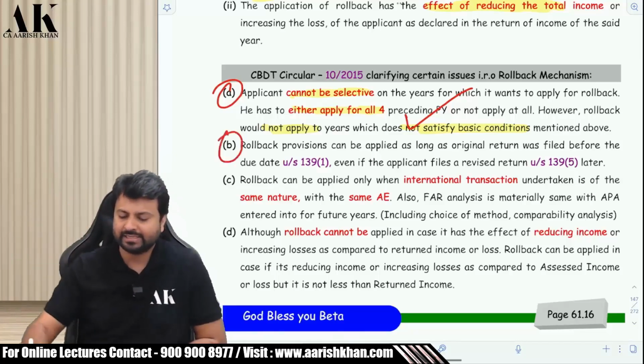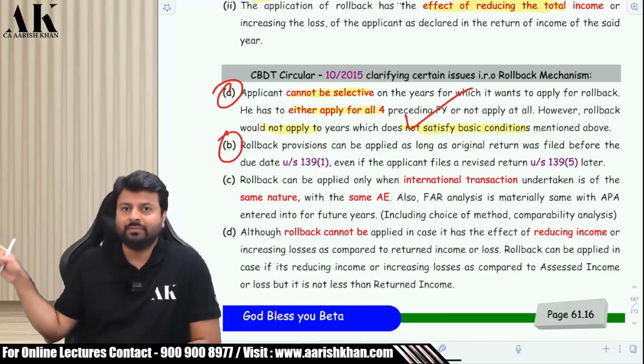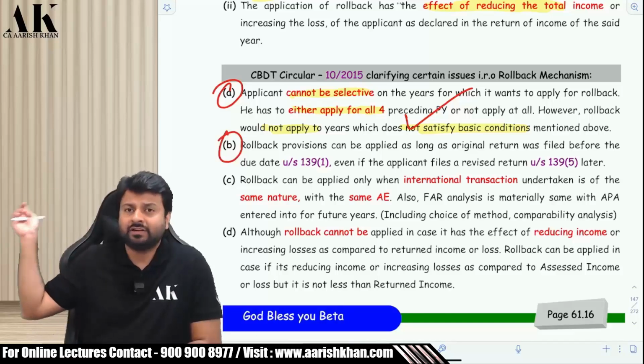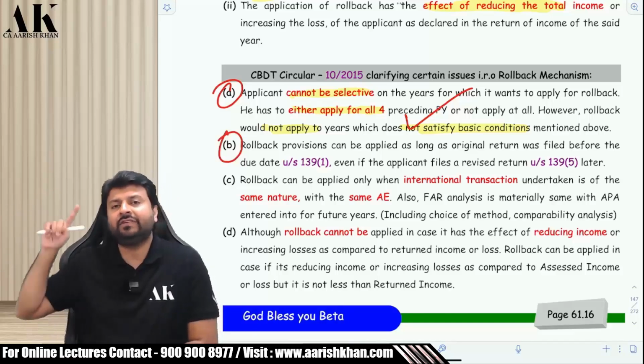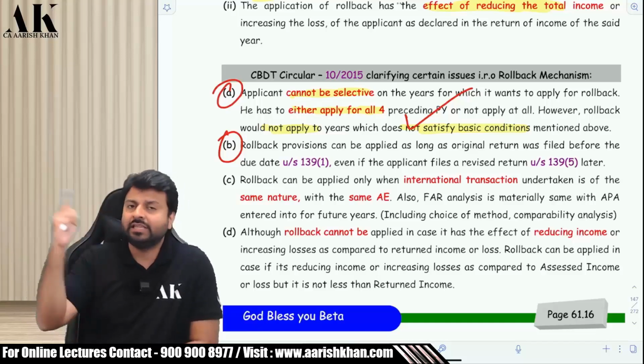Okay, next step. One of the conditions of rollback is that for the rollback year you have to file the return on time. Is it possible if I file the return under 139(5)? Yes, it is possible. If you have filed the original return under 139(1) and then you revise under 139(5), then you can go for rollback.